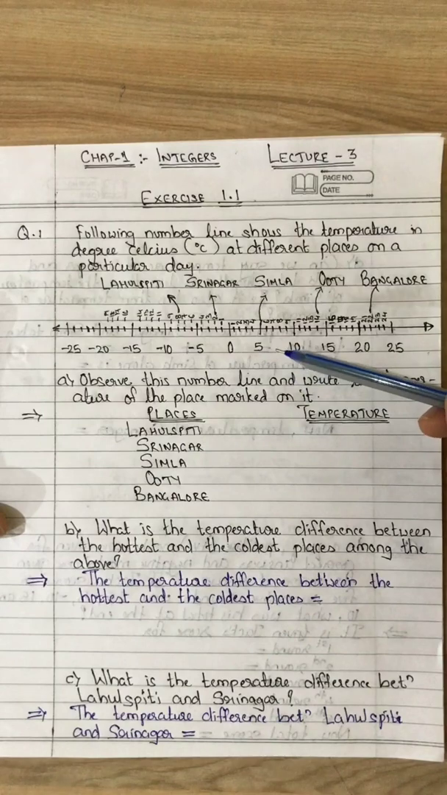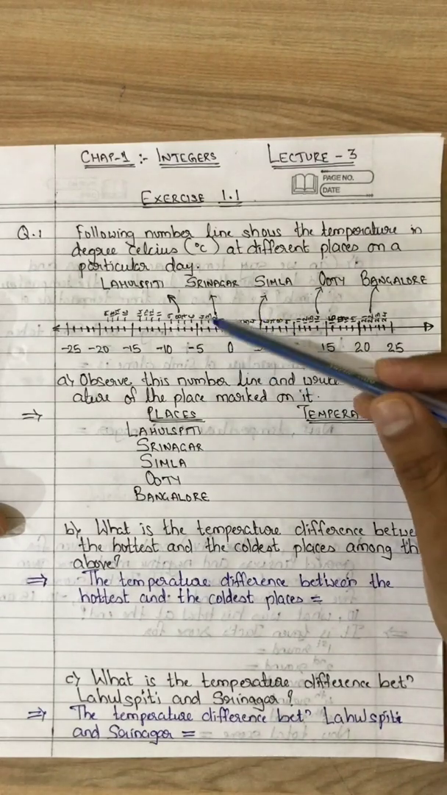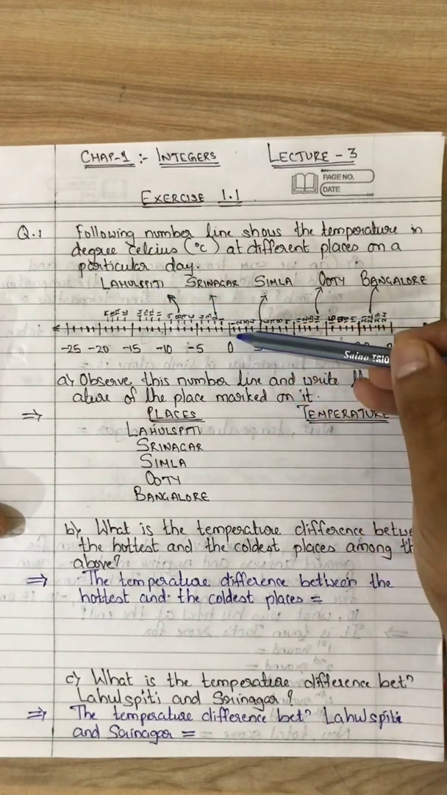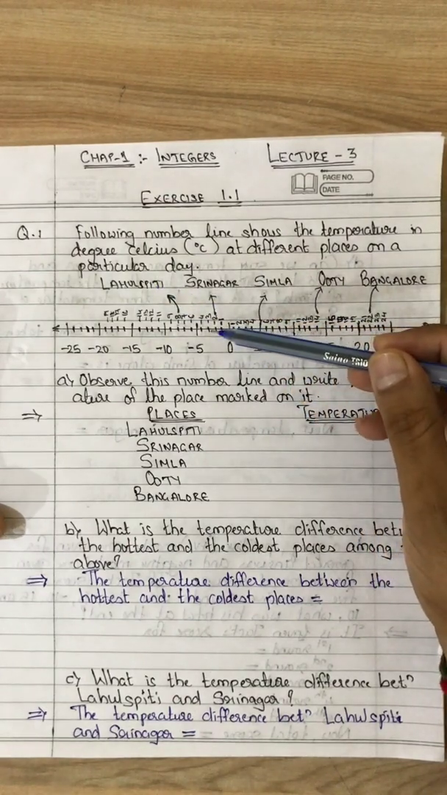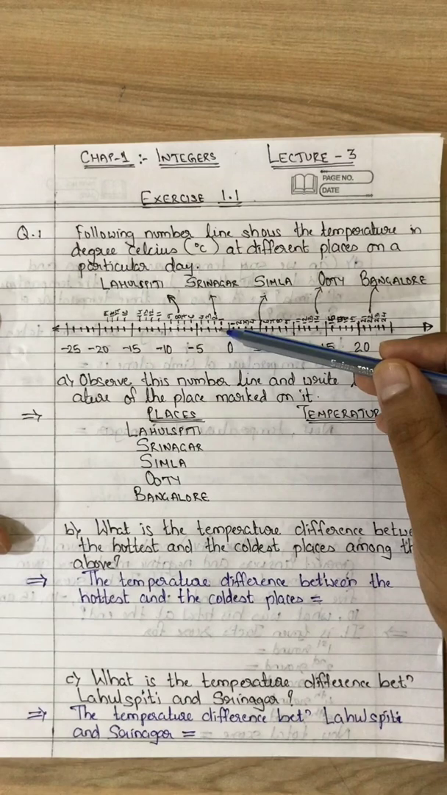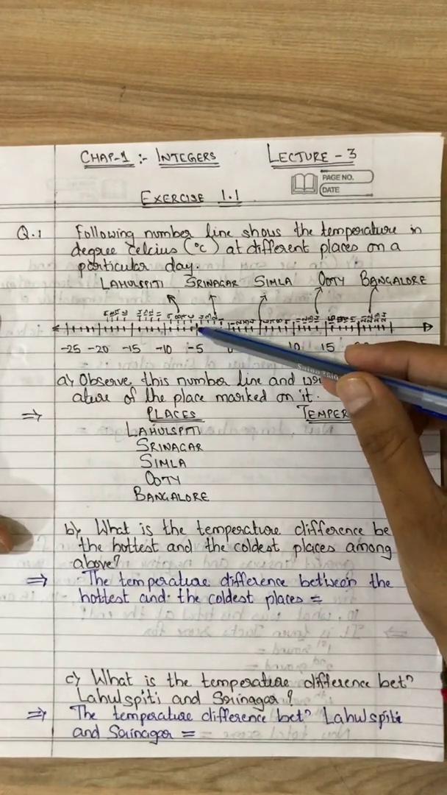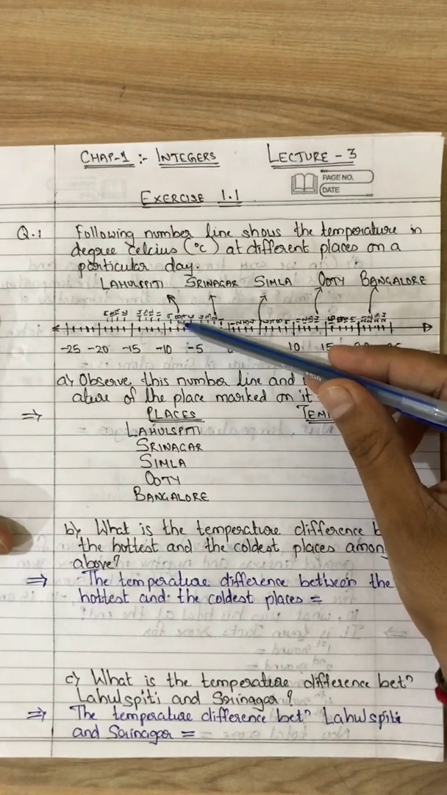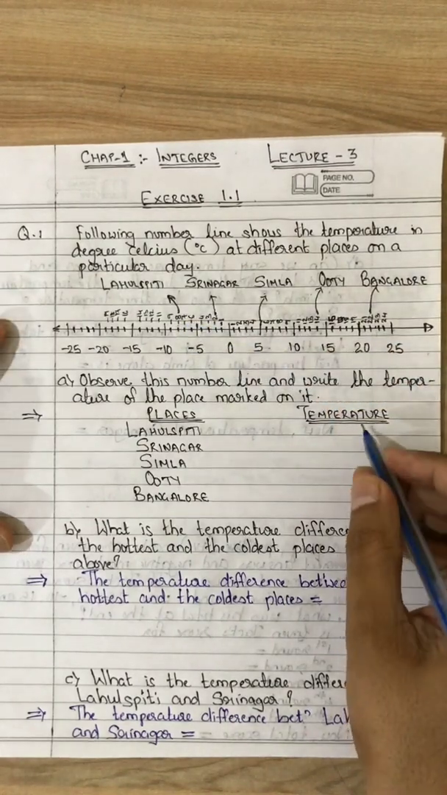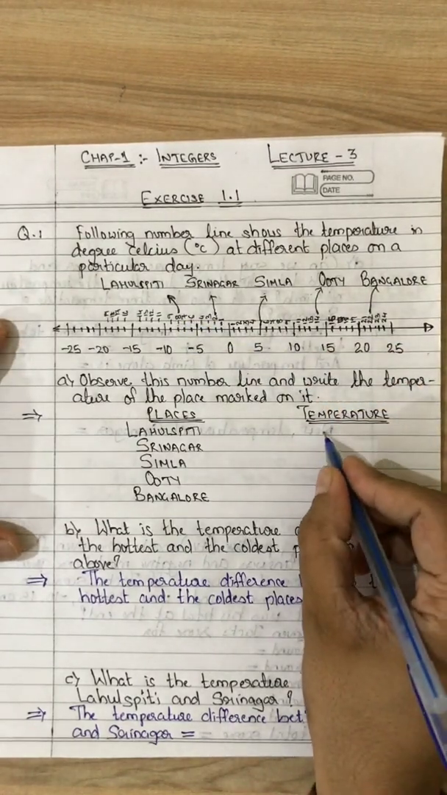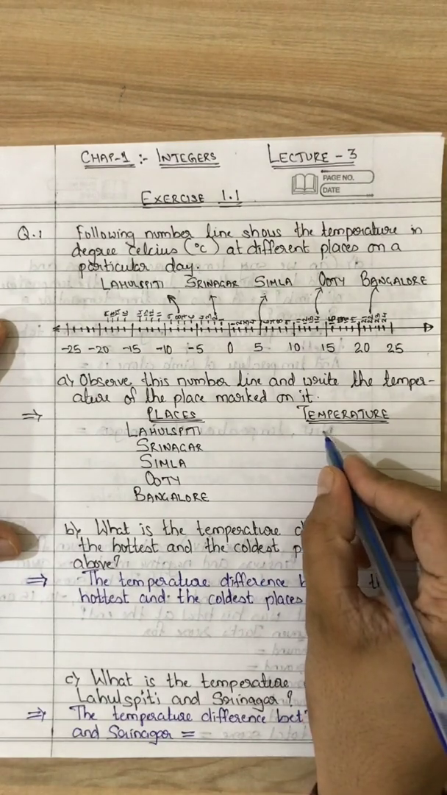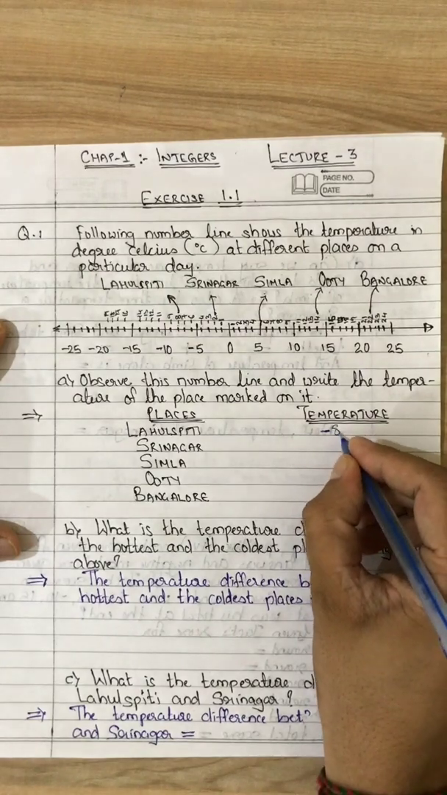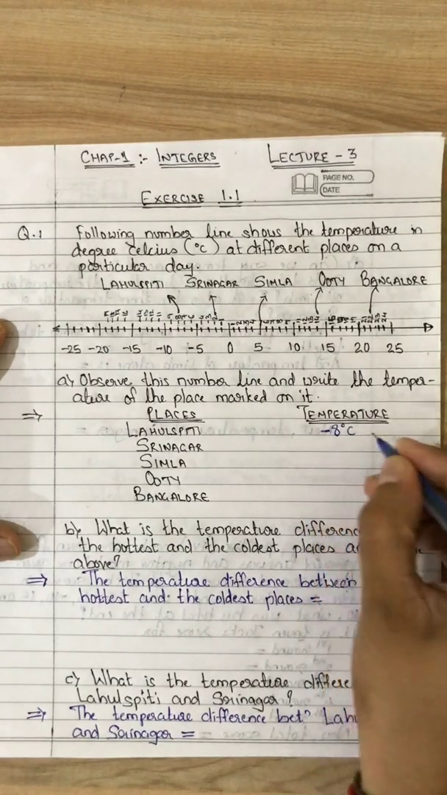Lahul Spiti, what temperature is given? It is given over here. So from 0 towards the left side, -5, -6, -7 and -8. So the temperature of Lahul Spiti is -8 degree Celsius.